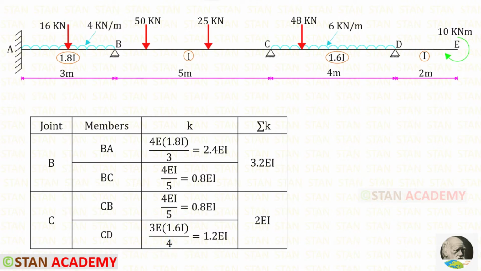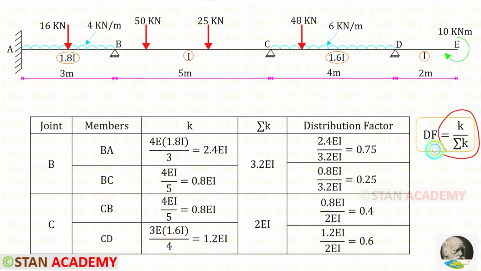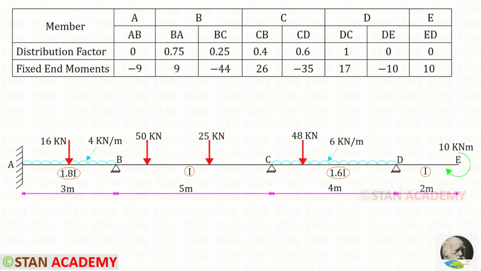Let us find sigma k. We have to add these two values. After adding, we will get 3.2 EI. Then we have to add these two values. After adding, we will get 2 EI. Then using this formula, we can find the distribution factors. Now let us start making the moment distribution table.